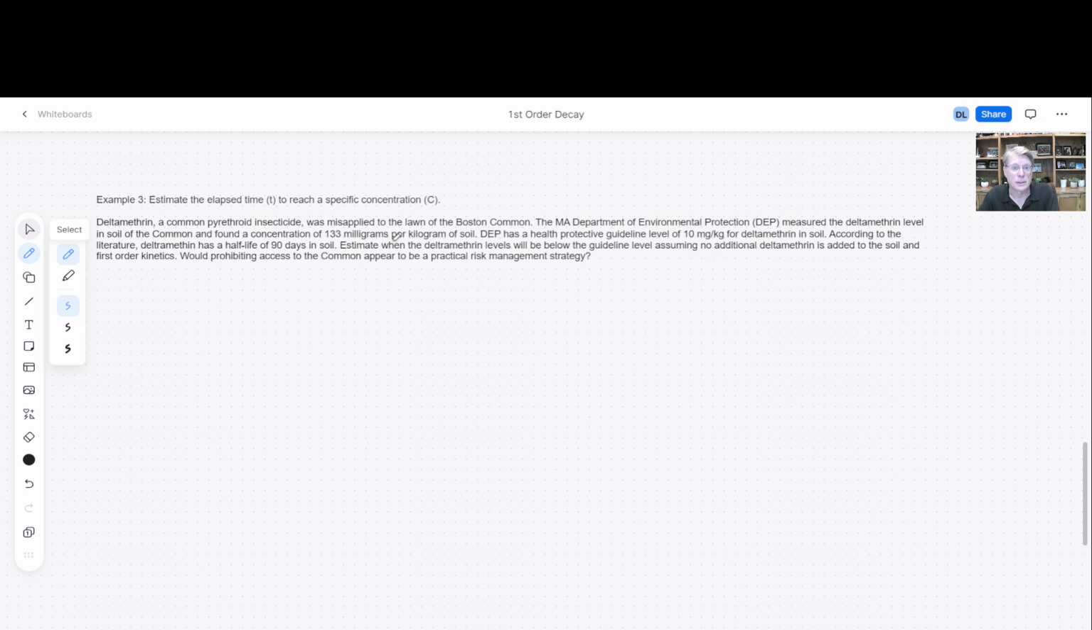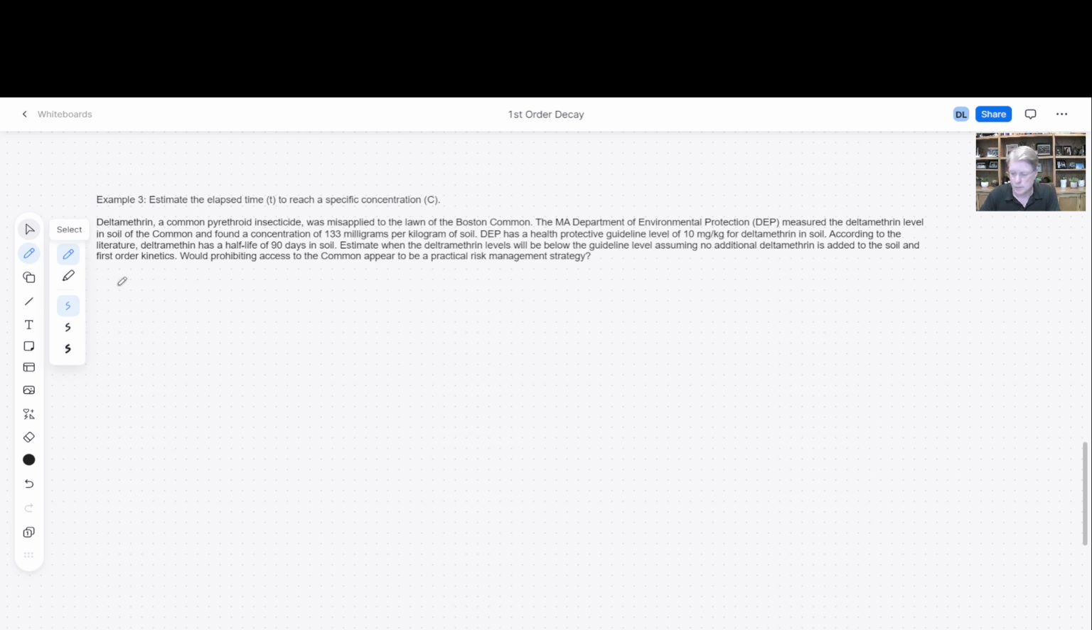So clearly the concentration they measured was higher than the guideline level. According to the literature, deltamethrin has a half-life of about 90 days in soil. So estimate when the deltamethrin levels will likely be below the guideline concentration, assuming no additional deltamethrin is added to the soil and first order kinetics apply.